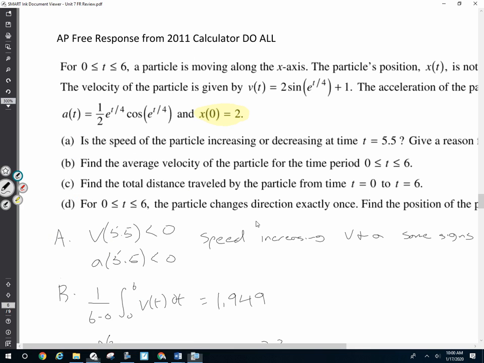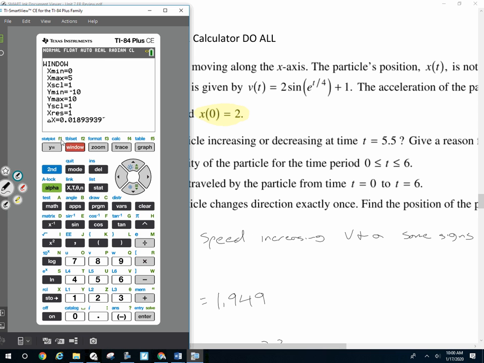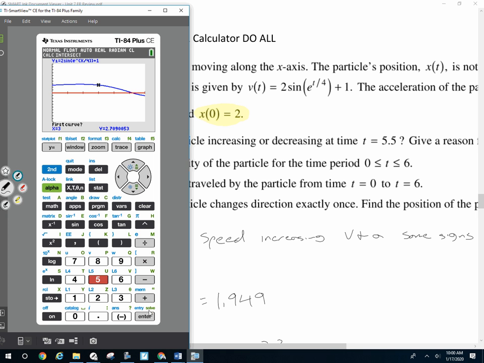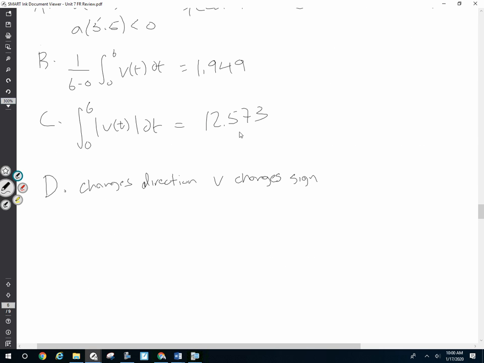Changes direction once between 0 and 6. Window 0, 6. Graph. Right there. Second. Calc. Intersect. Give me that number. 5.1955223.